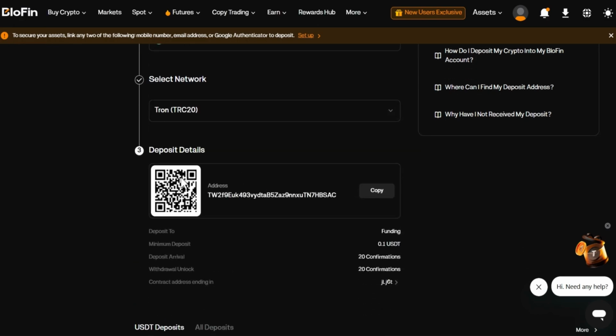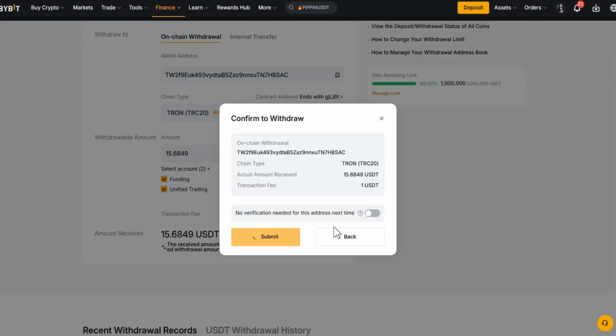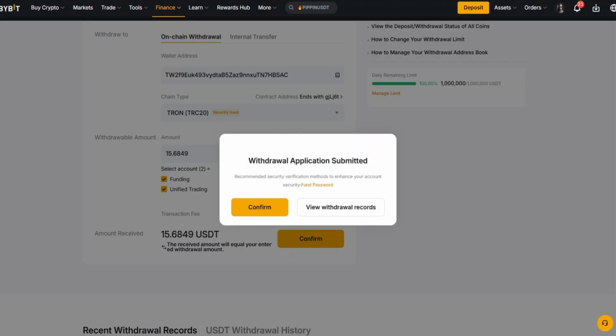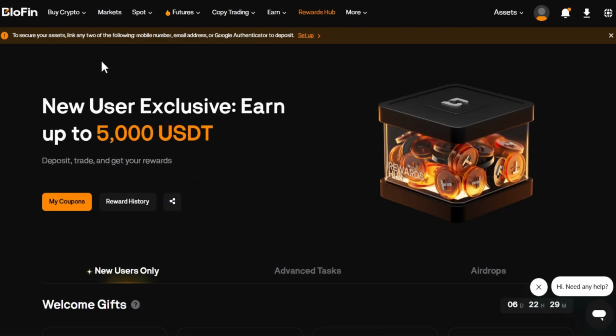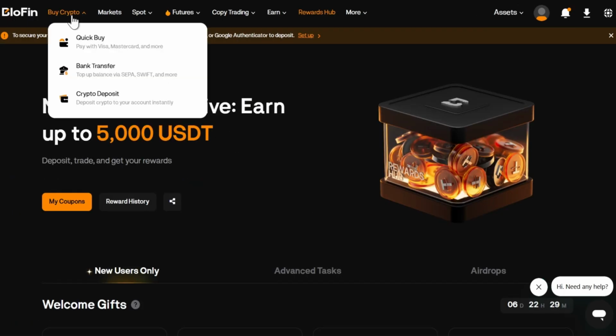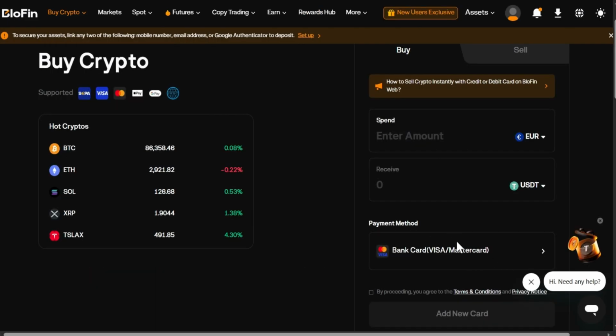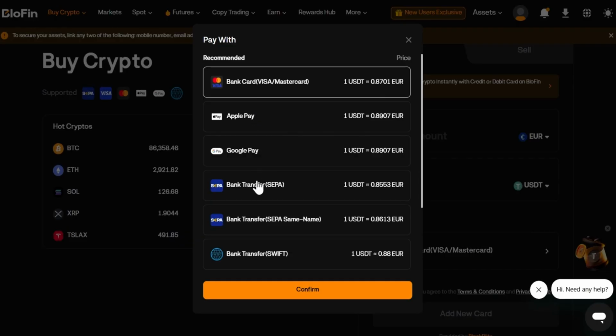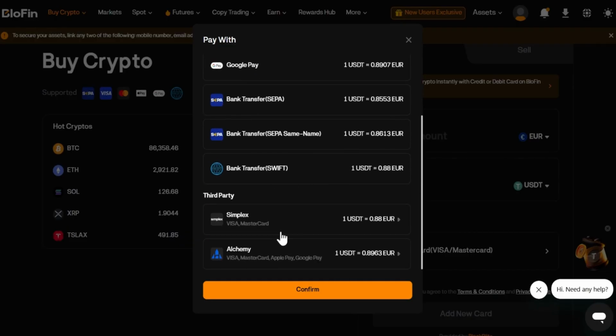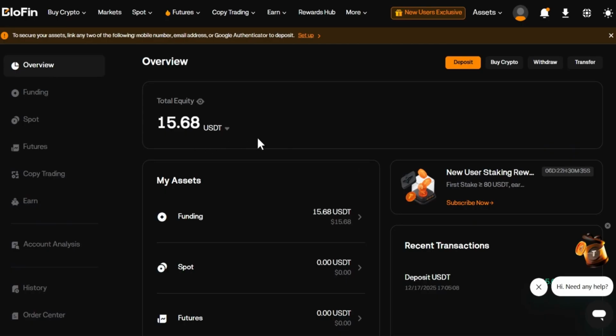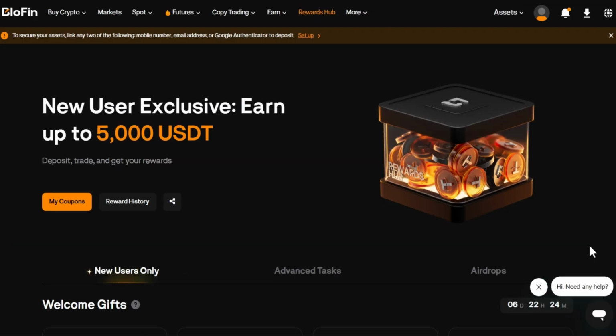Confirm the details, then scan the QR code or copy the deposit address to transfer your funds from your wallet or another exchange. If you want to deposit using fiat currency, look for the Buy Crypto option at the top of the menu. Then select Quick Buy. Choose your currency, enter the amount, select your payment method, and click Continue. Once your funds are deposited, it's time to open a position.